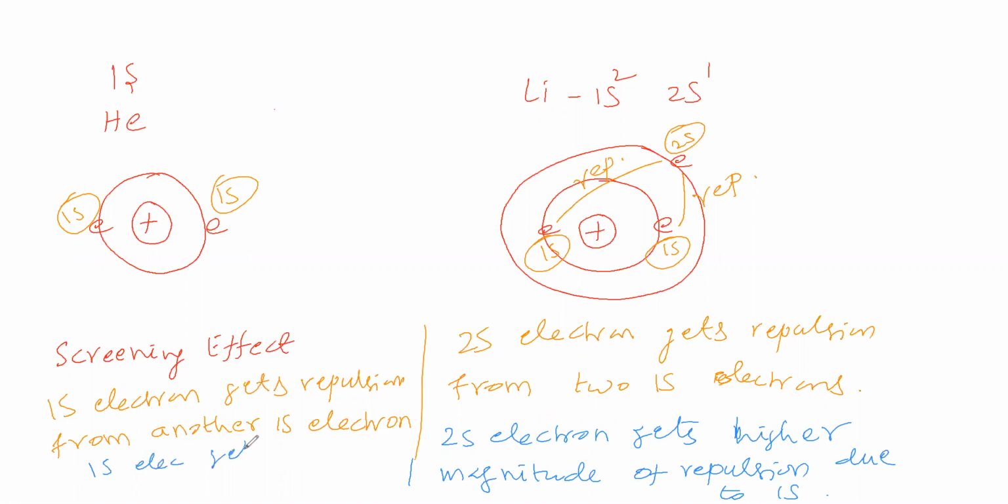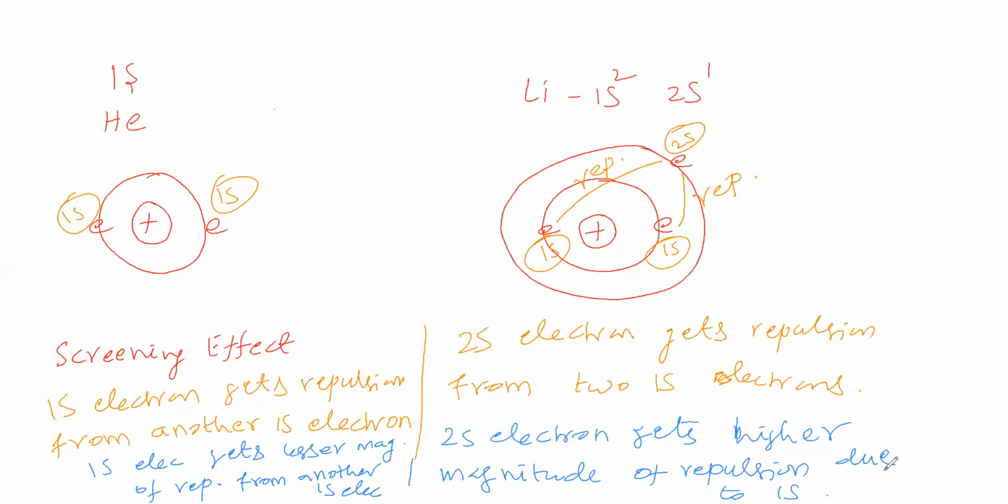The 1s electron gets a lesser magnitude of repulsion from another 1s electron. We can say that this 1s electron gets a lower magnitude of repulsion from another 1s electron. The 2s electron gets a higher magnitude of repulsion due to 1s. Therefore, which is getting a higher screening effect? In the sense, 2s gets a higher screening effect when compared to 1s.